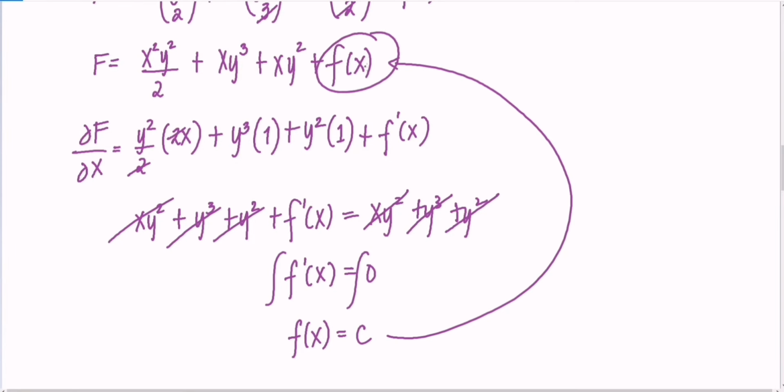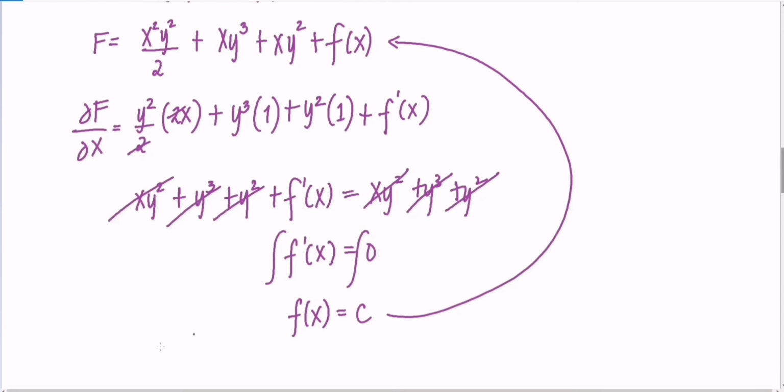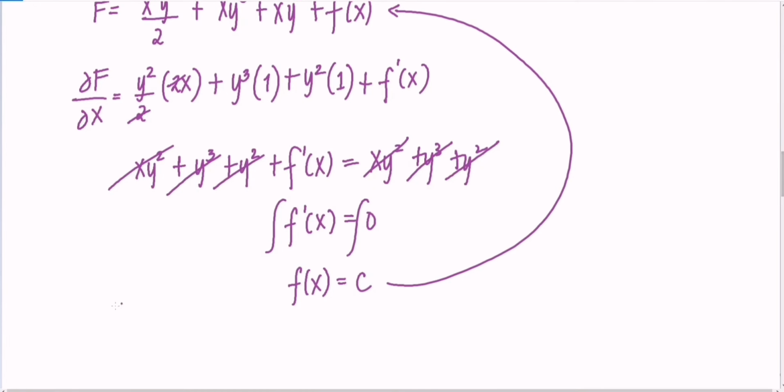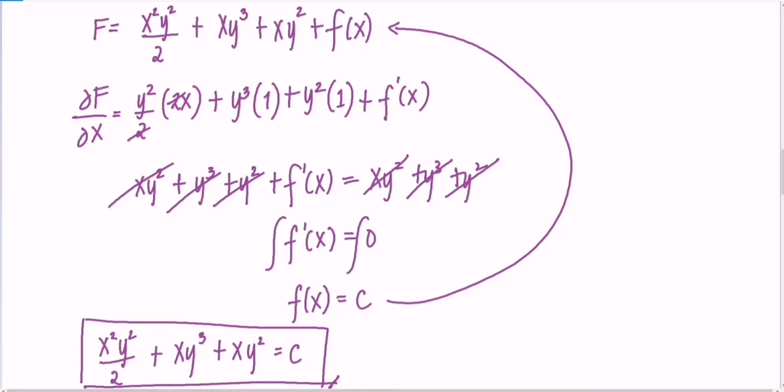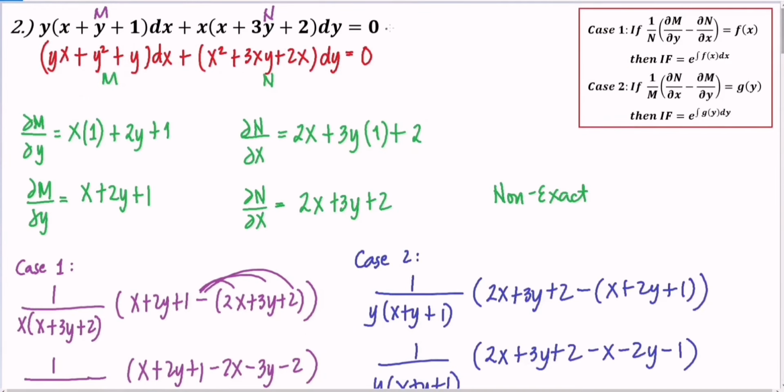Okay, so papalitan ko yung f of x ng c. So the final answer for this question is x squared y squared over 2 plus xy cubed plus xy squared is equal to c. Yun ba yun? Tama? Ayan. So this one is our solution in this problem.